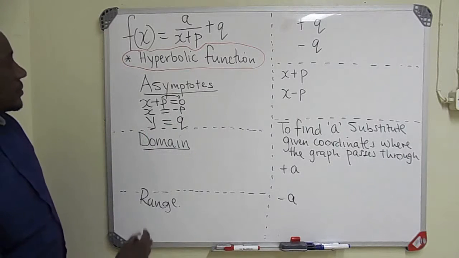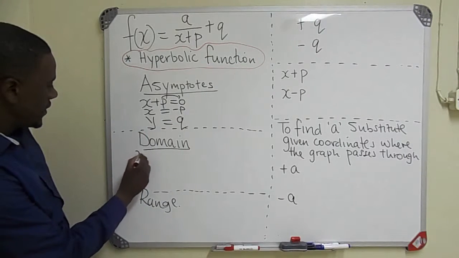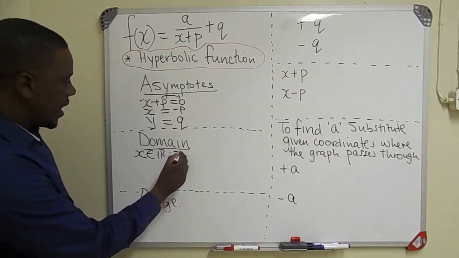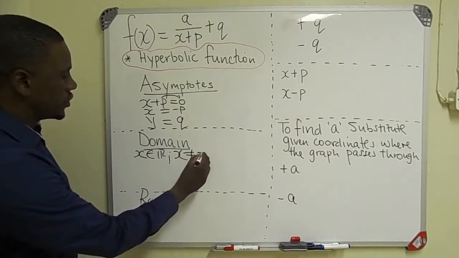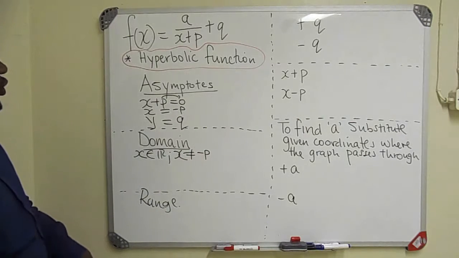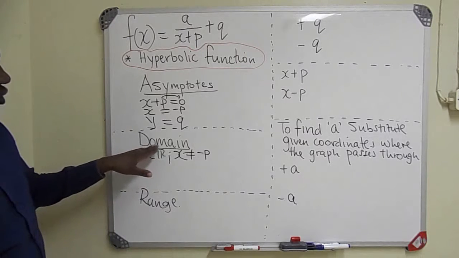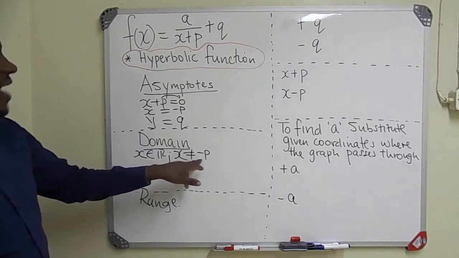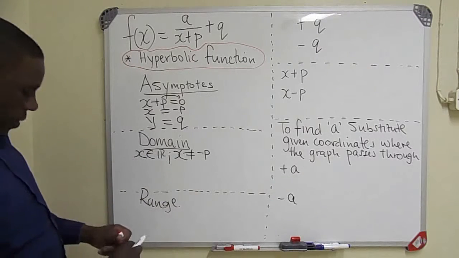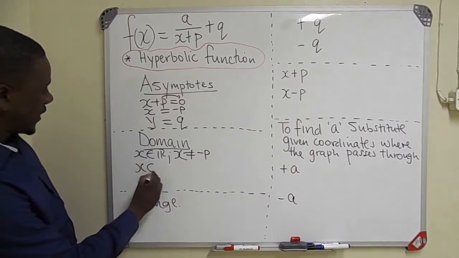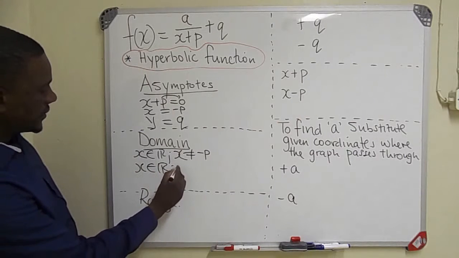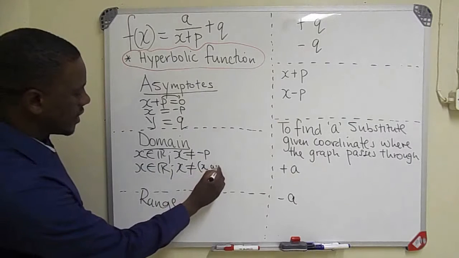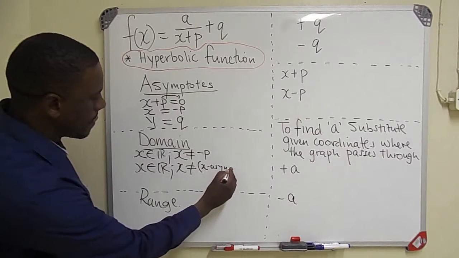The domain is x, an element of real numbers, and x is not equal to minus p. So in this case we are saying for the domain, this function takes all real values except the asymptotes. Or we can generalize as x an element of real numbers, x is not equal to the x asymptotes.